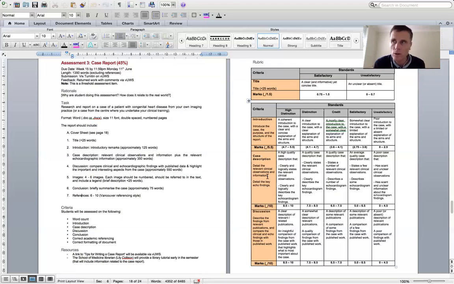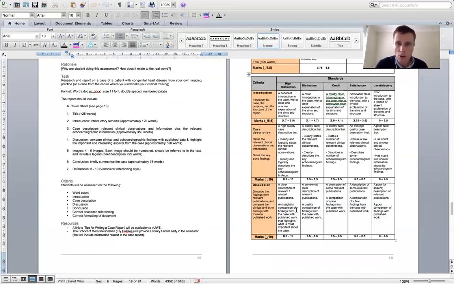If it's a patient with a bicuspid aortic valve, obviously you want to talk about the anatomy of the valve. You want to talk about its motion. You want to talk about any gradients across the valve or any aortic regurgitation in the clinical description.